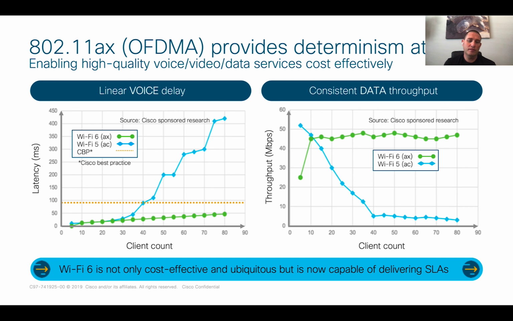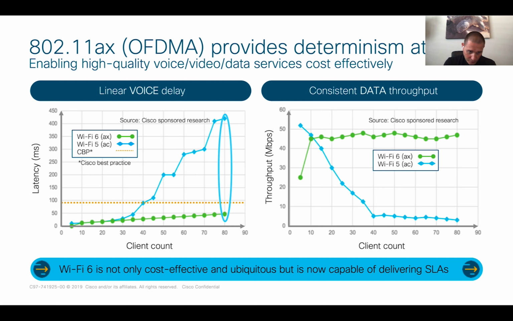So I wanted to just bring you through these testings that we've done here at Cisco, starting with the one on the left. Drew a box around those so you could really see the difference. The orange dotted line is Cisco best practices for voice delay. And the bottom axis is client count, and the latency is the other axis, right?